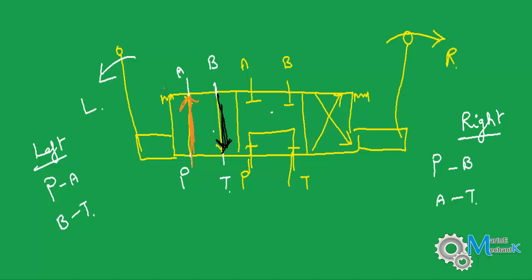As I said earlier, the spring gets charged or compressed when the valve shifts. When I release the lever, the spring pushes back and thus it attains the tandem center position, that is the neutral position, which means the high pressure oil now circulates back to the tank.